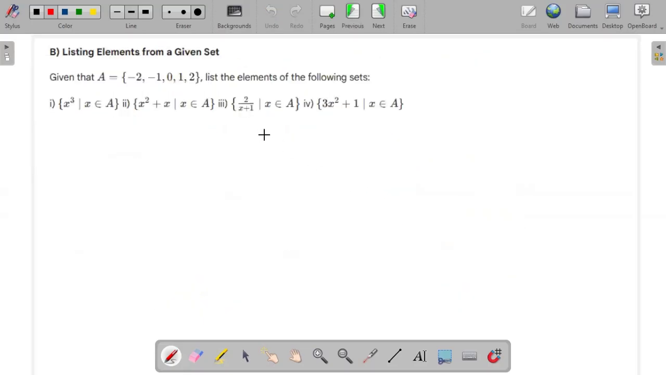The next set of questions is this one here. They're telling us to list the elements from a given set. The given set A is -2, -1, 0, 1, and 2. It says to list the elements of each of the following sets, based on the numbers in A. The first one is defined as x cubed, such that x is a member of A. And A is -2, -1, 0, 1, and 2. Then they're telling me to list out this set.